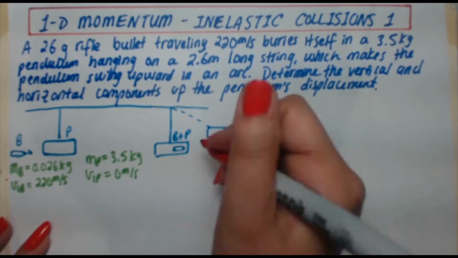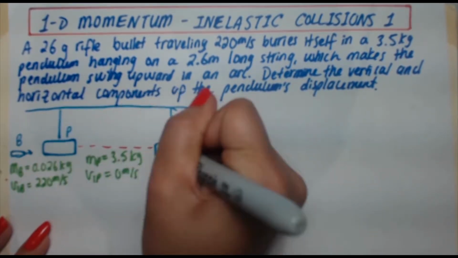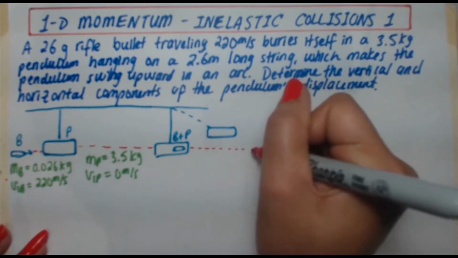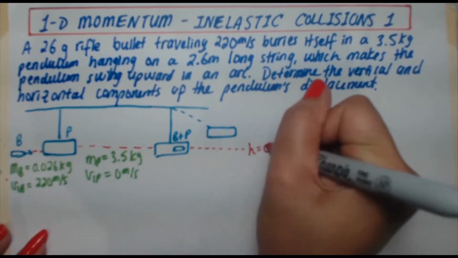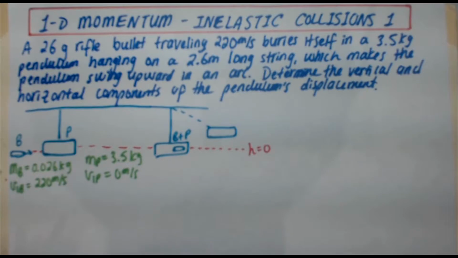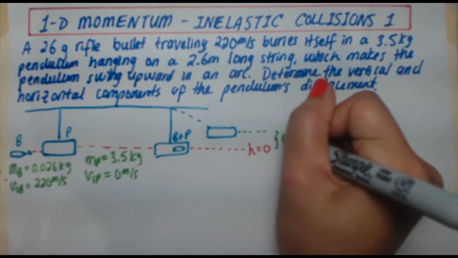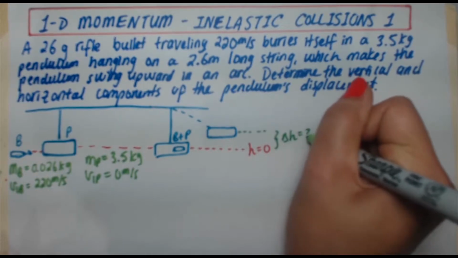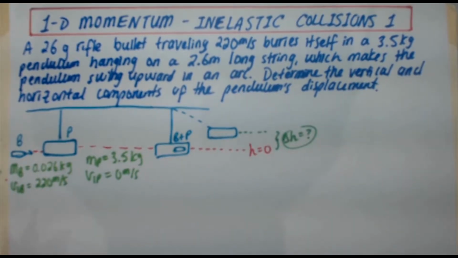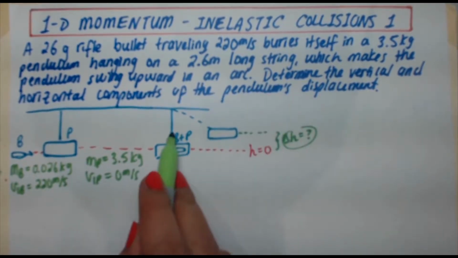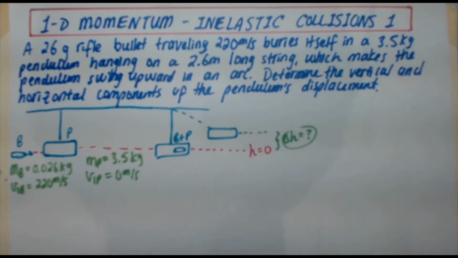Okay, so we can assume that originally the path that the bullet's taking and the original height of the pendulum is h equals 0. But at a later point, it's going to reach this height up here. And what we need to do is find this delta h. Okay, so determine the vertical and horizontal components of the displacement. The delta h will be the vertical displacement, and then the horizontal we can always use a triangle Pythagorean theorem to figure it out.